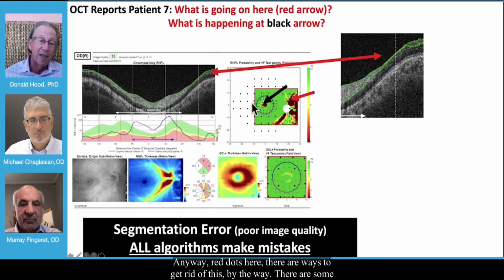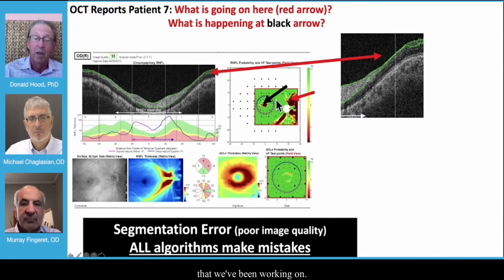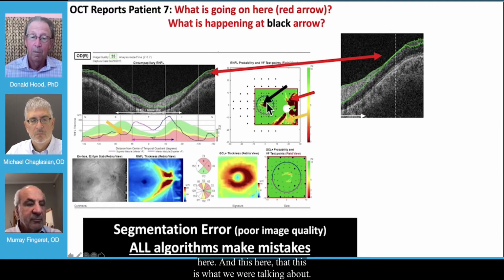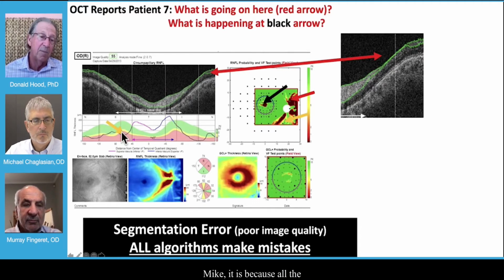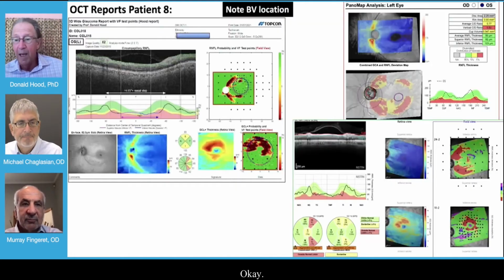There are ways to get rid of this, by the way. There are some fancy ways of centering this part separately and then fuzzing the borders that we've been working on. But for now, you don't worry about a red dot in the center here. And this here, this is what we were talking about. This is basically this, right? And it's because all the tissue has been pushed over. Right. Blood vessel. Okay, number 8.